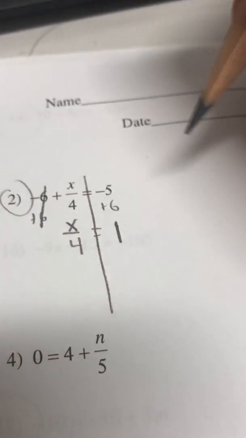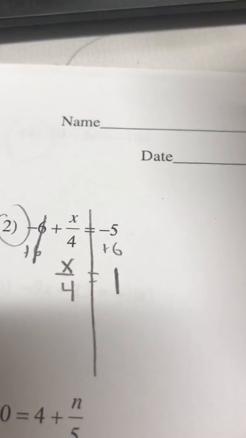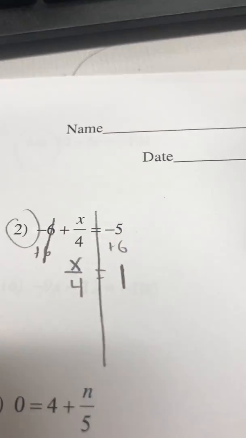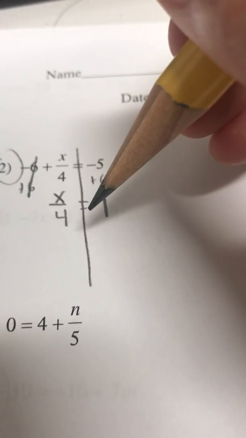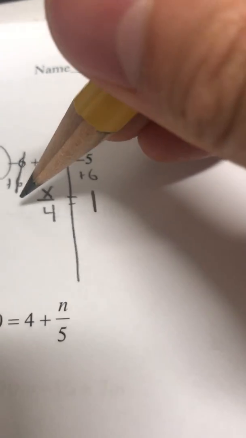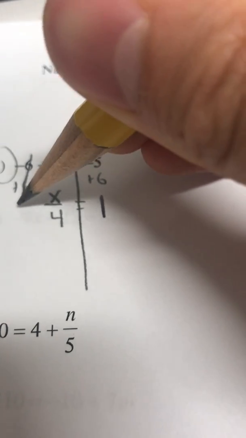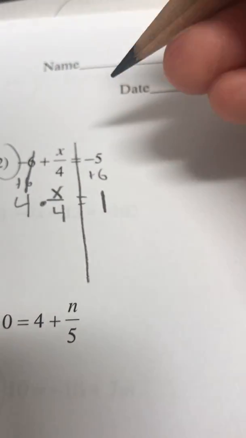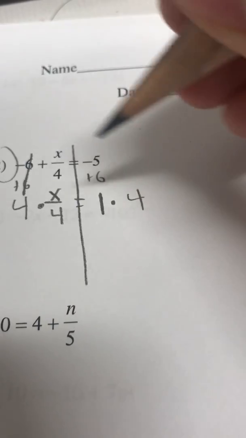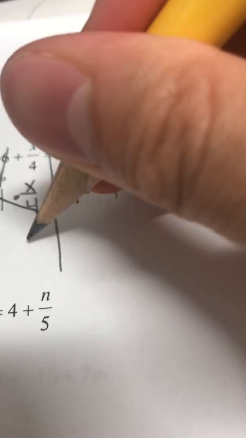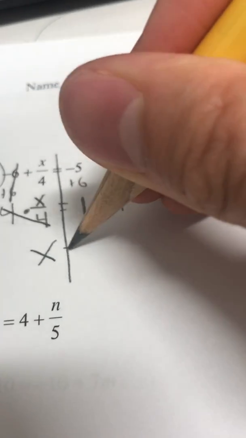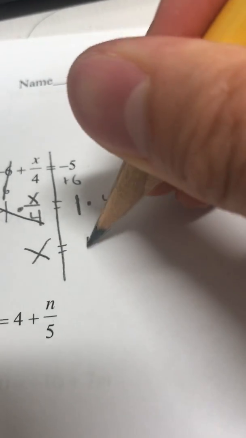You can always use your calculator if you are uncomfortable doing these types of addition and subtraction problems. Now, the name of the game is get that x by itself. So it's being divided by 4. We need to do the opposite. We need to multiply it by 4. What we do on one side, we do to the other. These 4's cancel out, and you're left with an x. And on this side, 1 times 4 is 4.